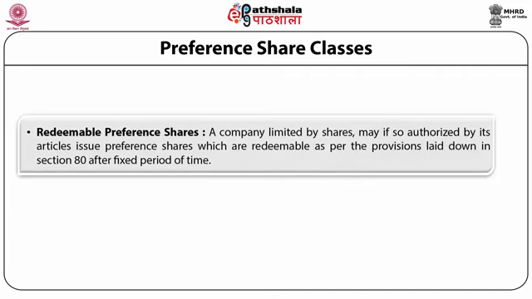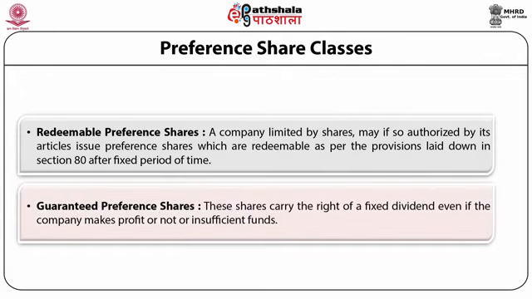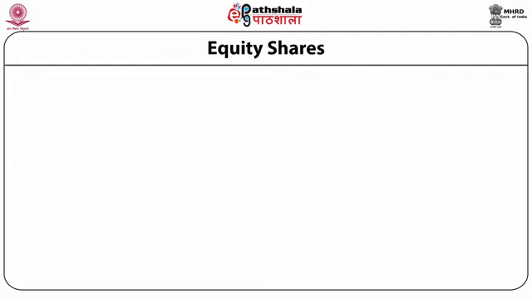Redeemable preference shares. A company limited by shares may be so authorized by its articles to issue preference shares which are redeemable as per the provisions laid down in Section 80 after a fixed period of time. Guaranteed preference shares. These shares carry the right of a fixed dividend even if the company makes a profit or not, or has insufficient funds.